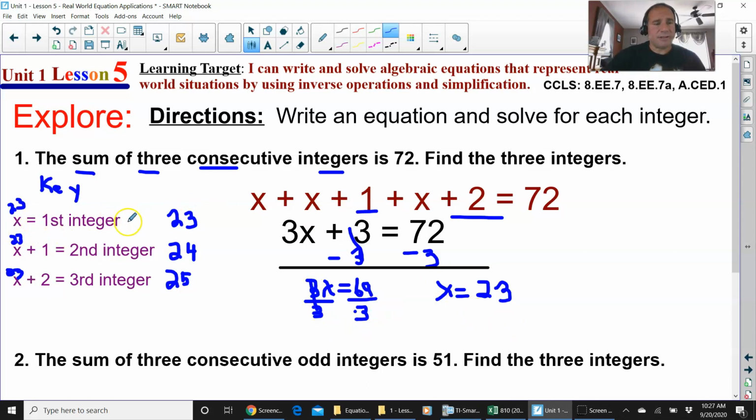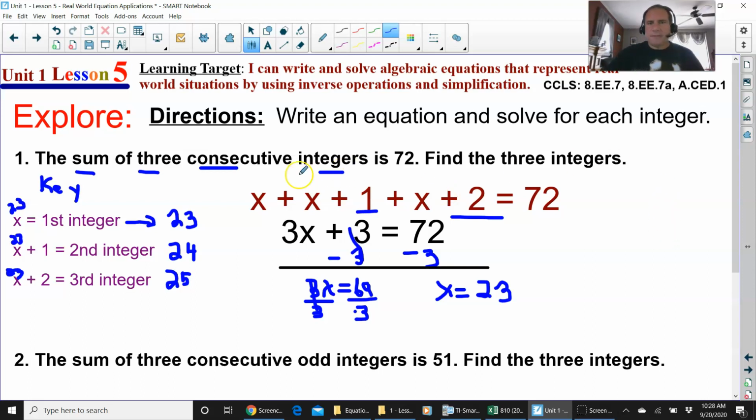That is the first integer, and I have it right here. And I put the 23 above the x just in case they wanted to see the substitution, but they really shouldn't. Obviously you're getting the answer and you're showing your work. So it's 23 plus 1 is the next consecutive integer, 24. And 23 plus 2 is the third consecutive integer of 25. And hopefully you understood that. That's the second question. Pretty easy.